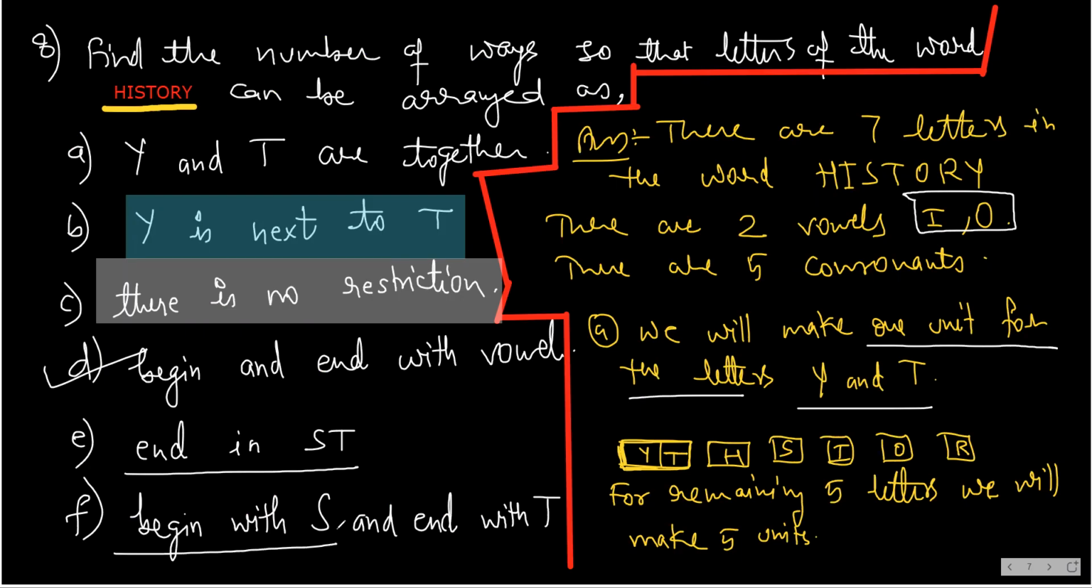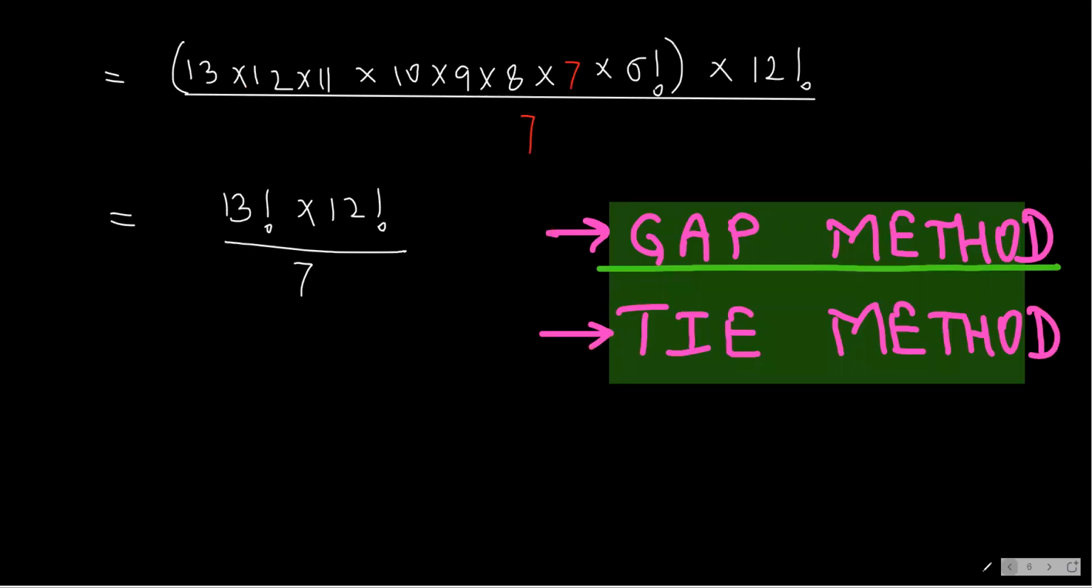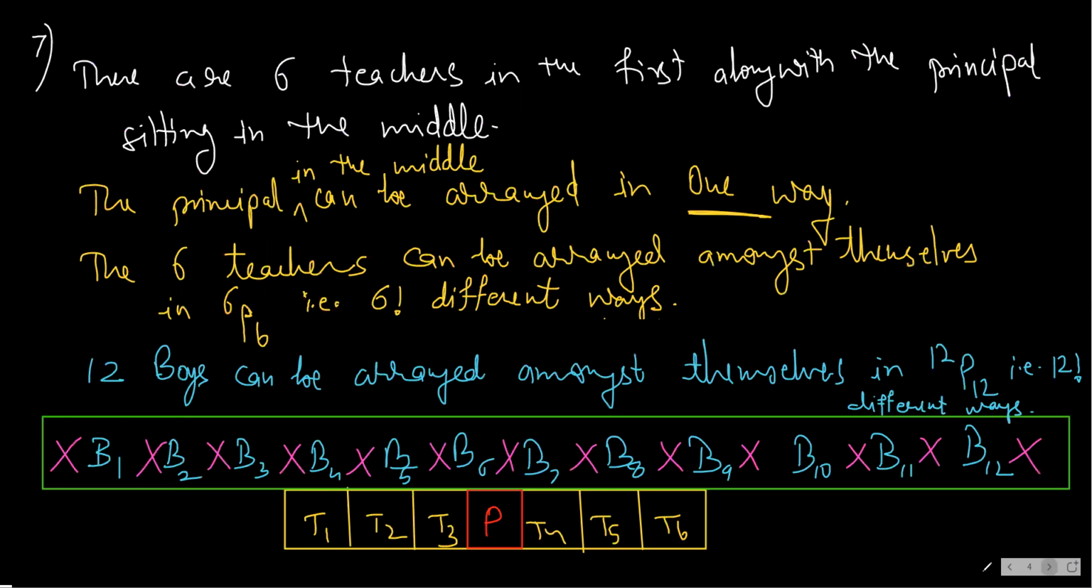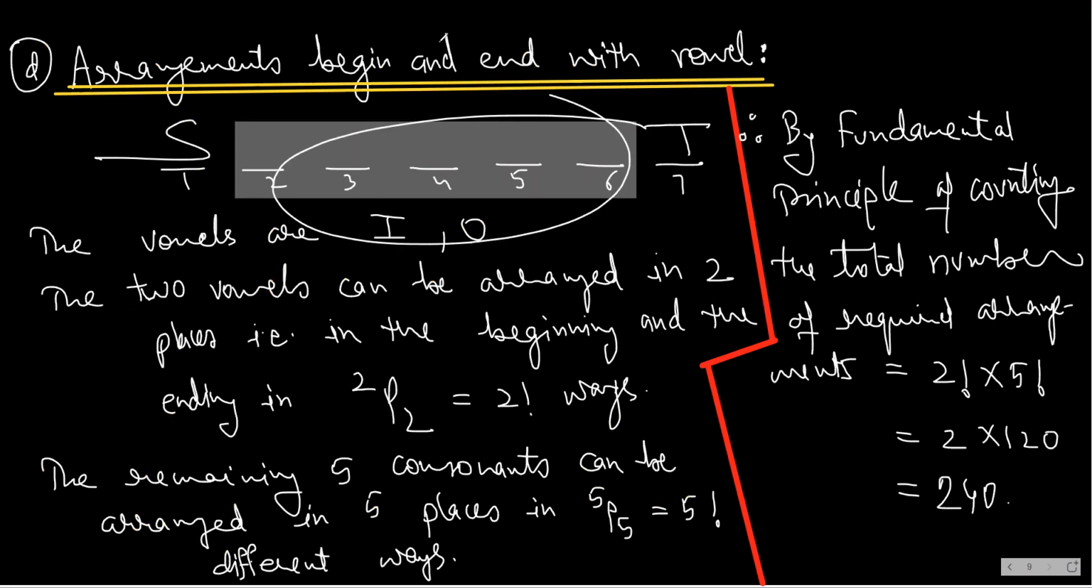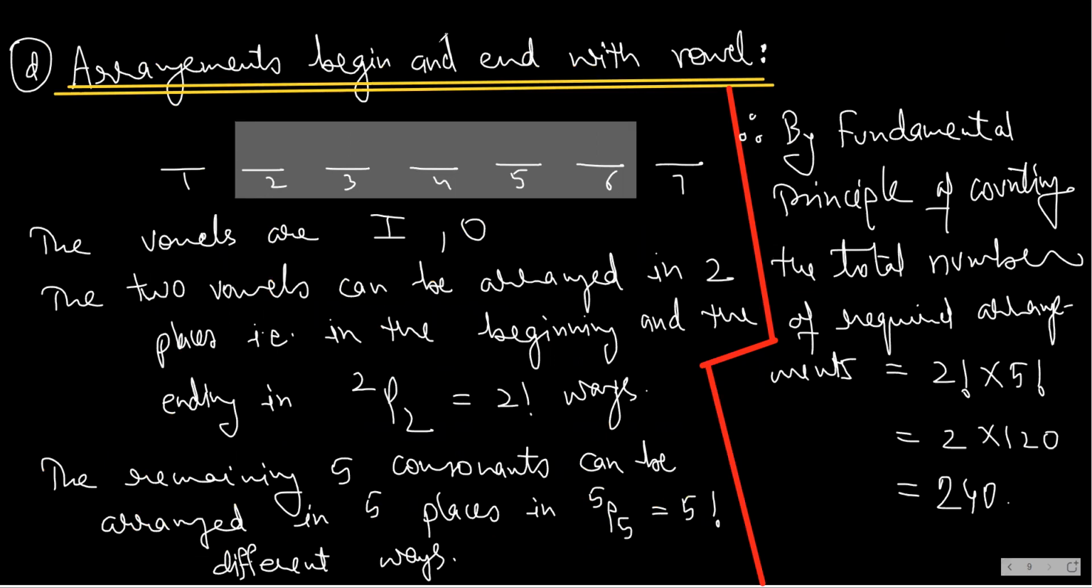And then it should begin with S and end with T. Once again, if the beginning is S, that can be done in one way. If the ending is T, it can be done in one way, and the rest 5 in 5 factorial different ways. Okay, so this is the answer.